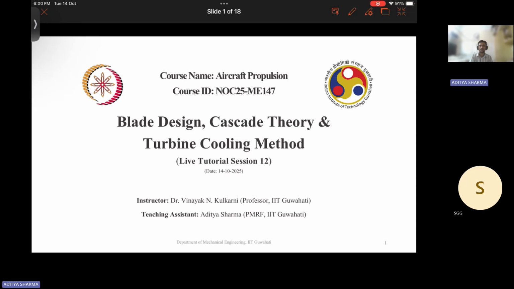My name is Aditya Sharma, and this is the aircraft propulsion course being conducted by the Department of Mechanical Engineering, IIT Guwahati, under the NPTEL program. We are into the last week of this course. This was a 12-week course. The theme of today's discussion is blade design, cascade theory, and turbine cooling method.